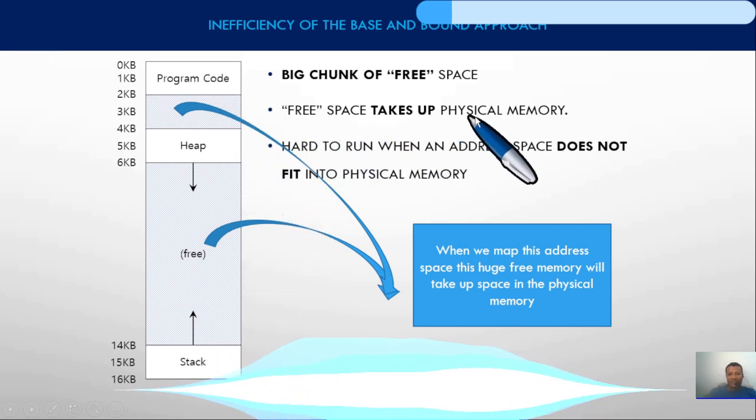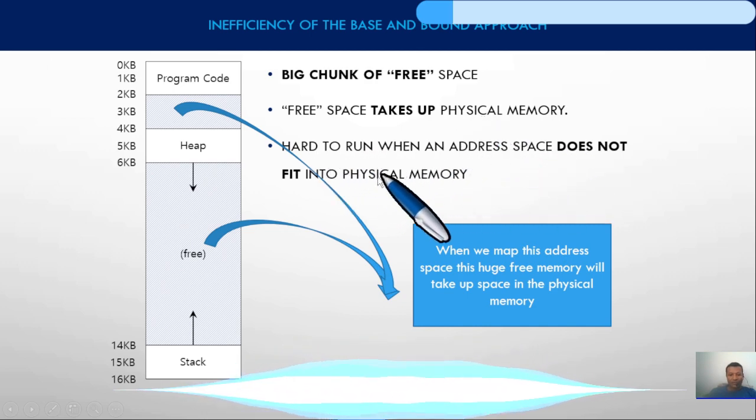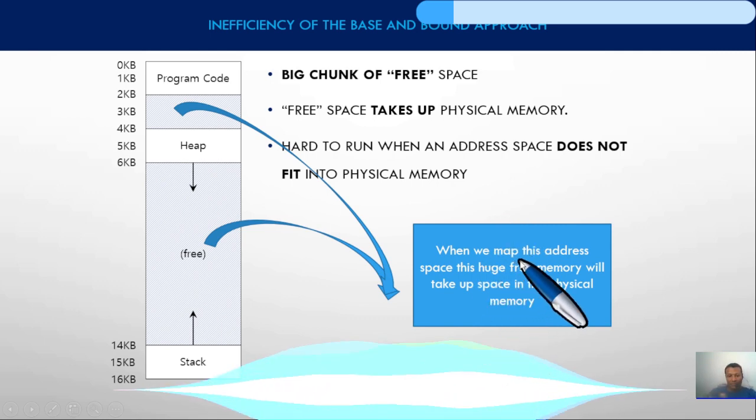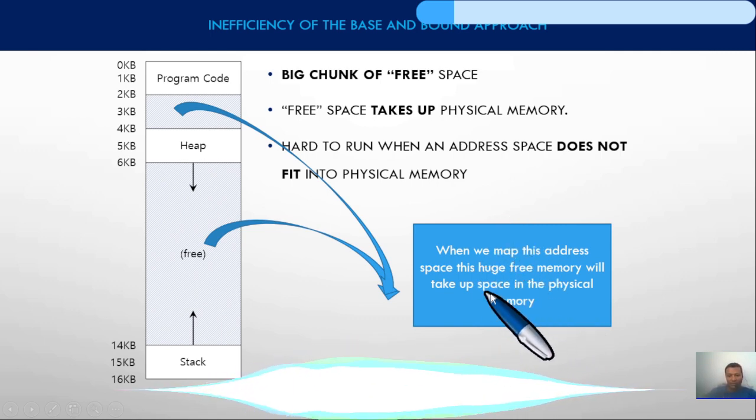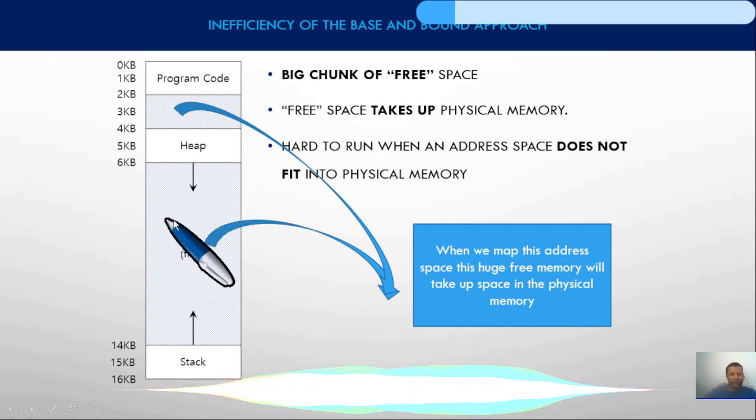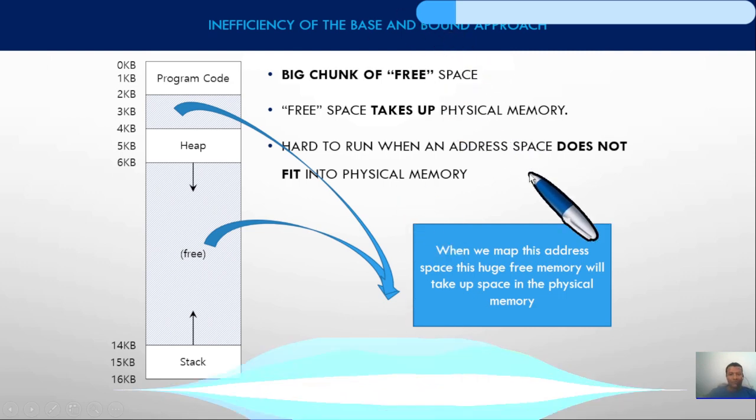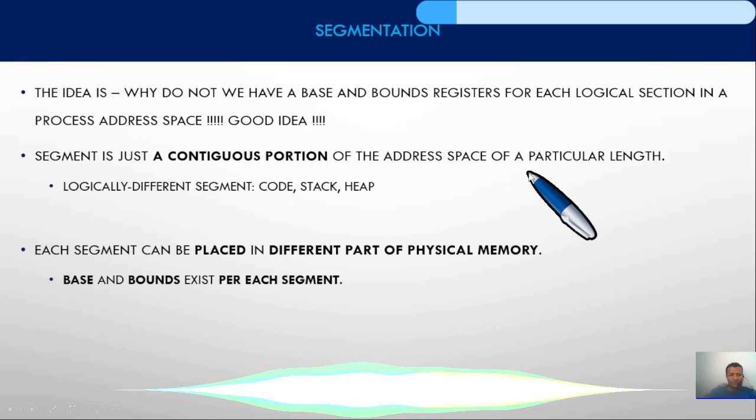Free space takes up physical memory. It is hard to run when an address space does not fit into physical memory. So when we map this address space into our physical memory, these free spaces will take up room in our physical memory. That is the inefficiency of the base and bound system of address translation.